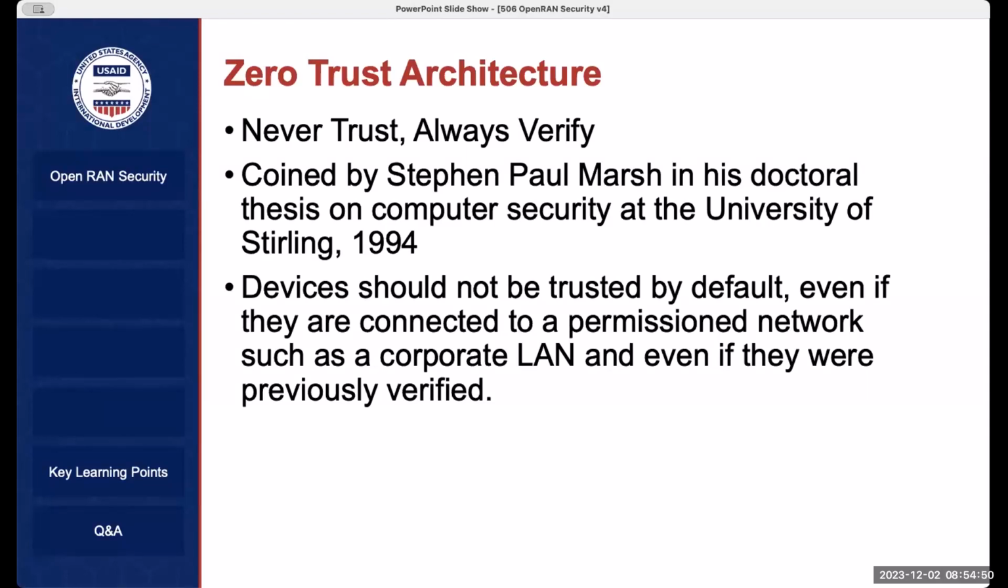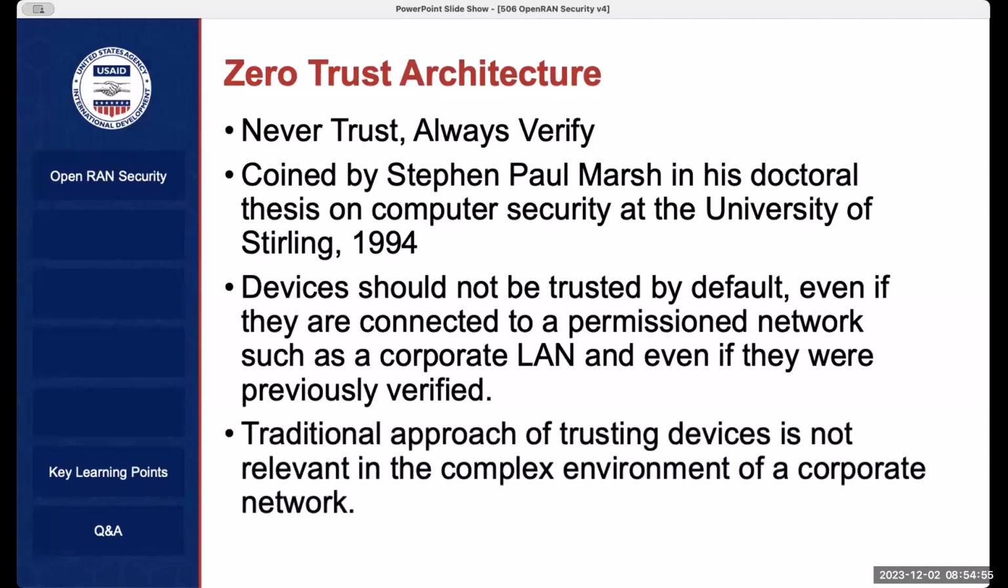You always validate any data or activity that they are trying to do in the network. So, in the complex environment of Open RAN, trusting devices and components is not really recommended. Again, you are dealing with components manufactured by different vendors. One of those could have been compromised or could have vulnerabilities. So you want other systems and components to be ready and protected in case one of them goes wrong.